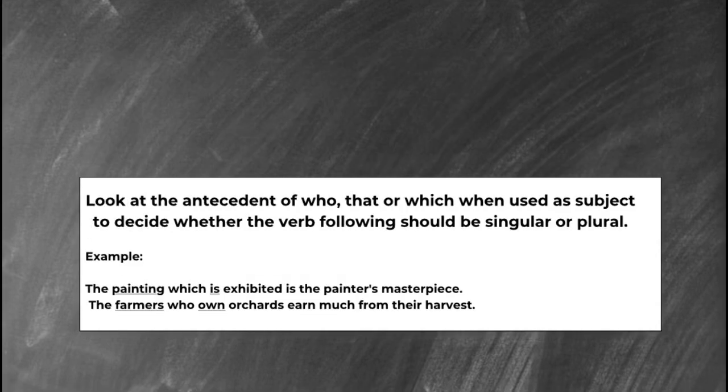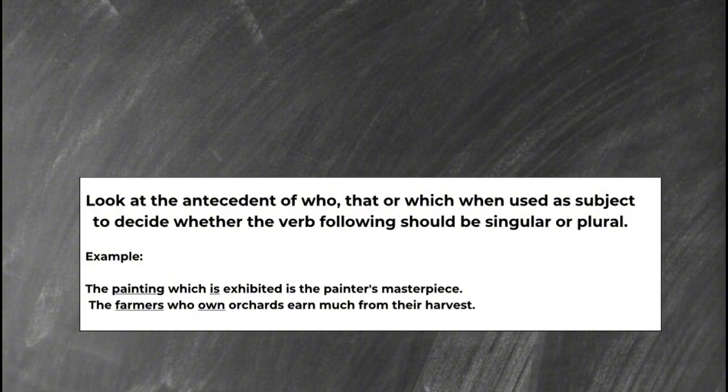So the last but not the least is, look at the antecedent of who, that, or which when used as subject to decide whether the verb following should be singular or plural. The word antecedent is the noun or pronoun that the relative pronoun refers to. The verb in the relative clause must agree in number, whether singular or plural, with its antecedent.